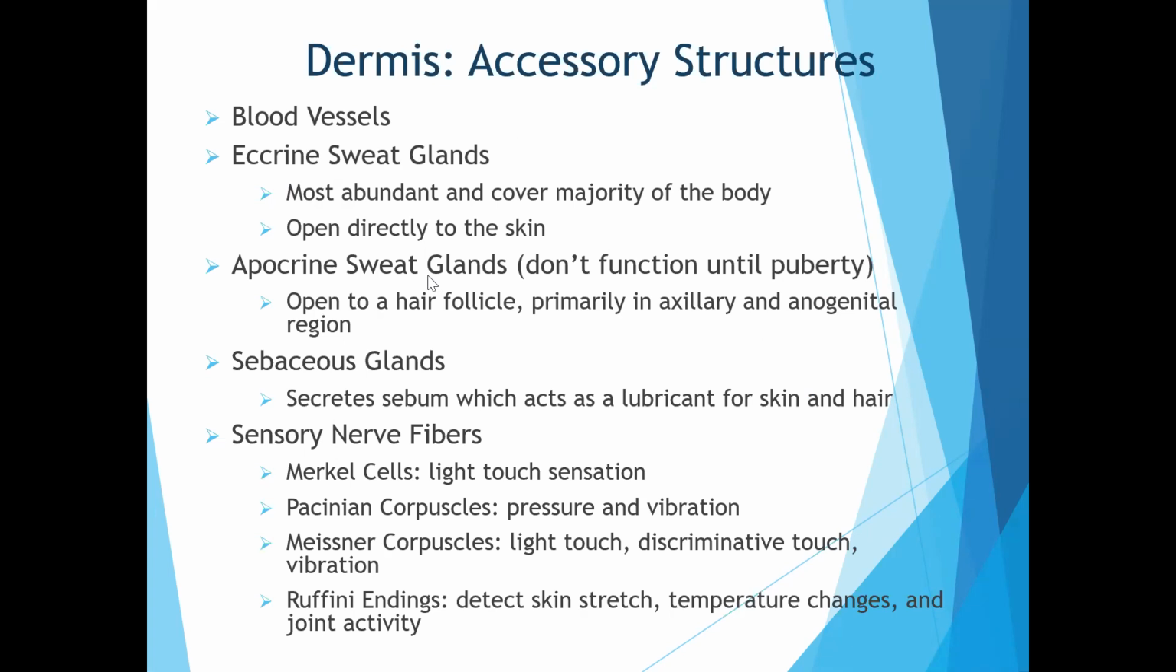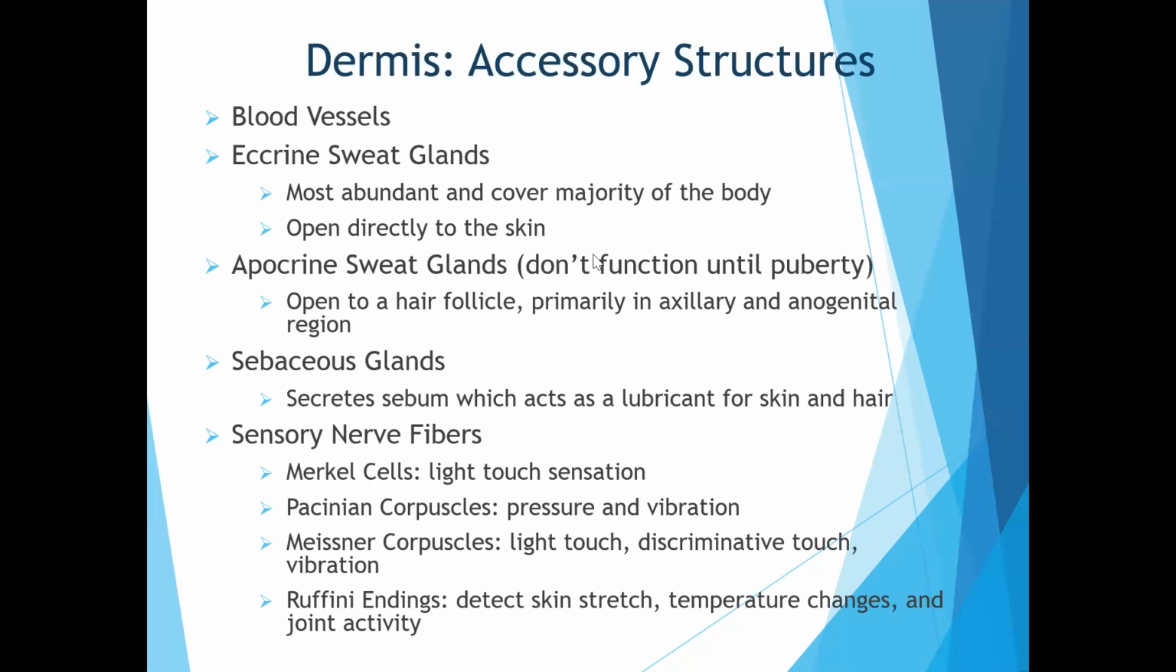Then you have your apocrine sweat glands. These are a little more specialized. They don't actually start functioning until puberty. And rather than opening directly to the skin, they open to a hair follicle. We find these primarily in our axillary region, or armpits, and the anogenital region.